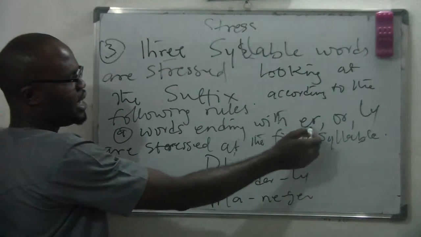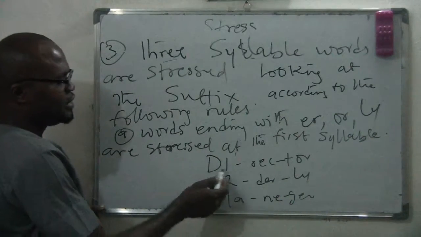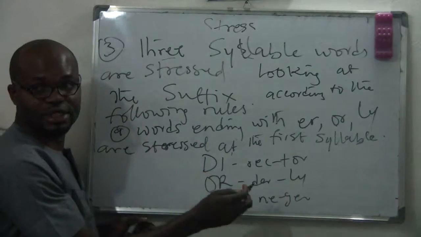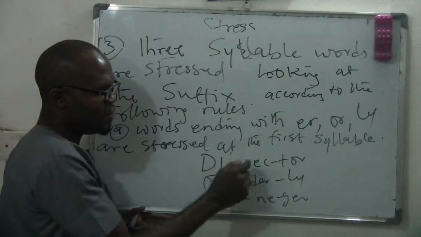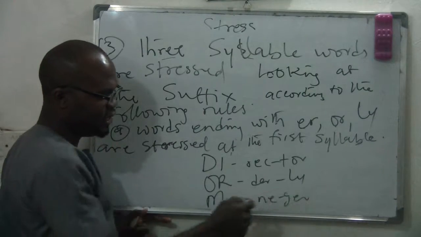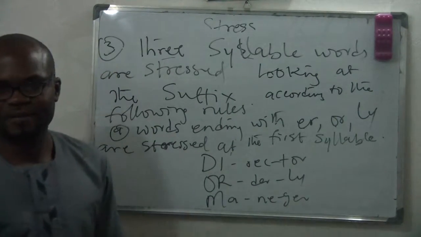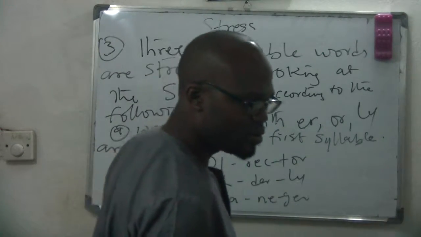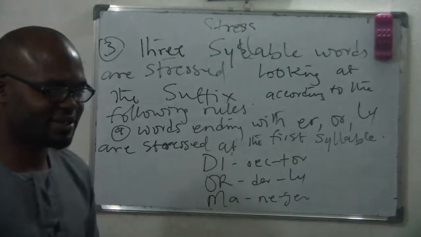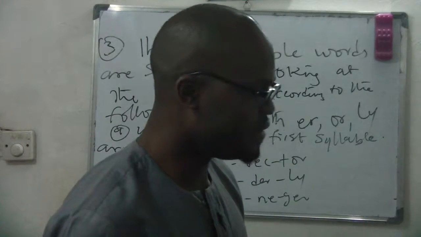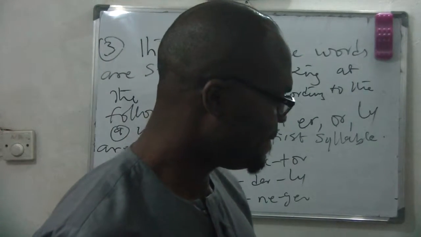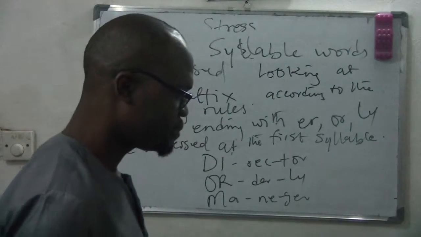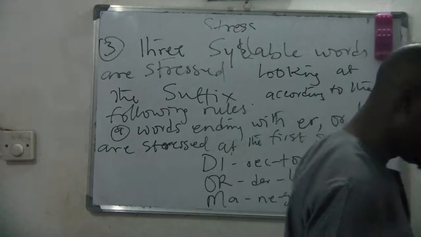Every three syllable word that ends with er, or, ly is stressed on the word's first syllable. Is that clear? Yeah. This is a three syllable word, isn't it? Because it's pronounced as director, orderly, manager. Is that clear? Yeah. No, there are plenty of other suffixes. You understand? Yes. So there are other ones.